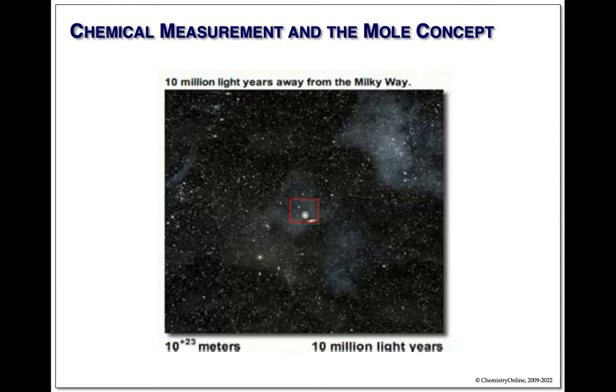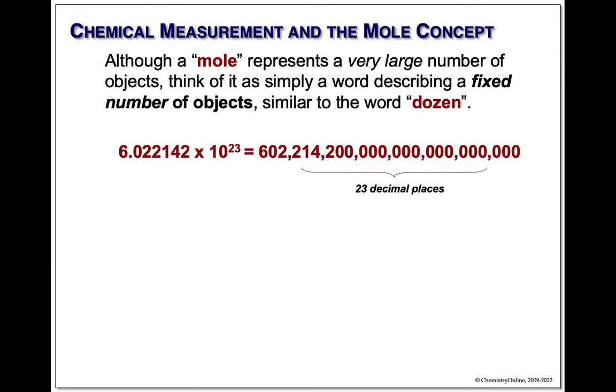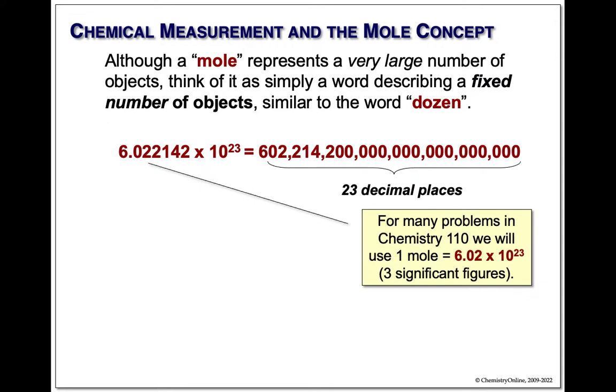10 to the 23 is an absolutely huge number. But it's a unit. If we're talking about bagels, you go out and buy a dozen bagels. A dozen is a unit, isn't it? Think of a mole just like a dozen. It's just a very, very large dozen.